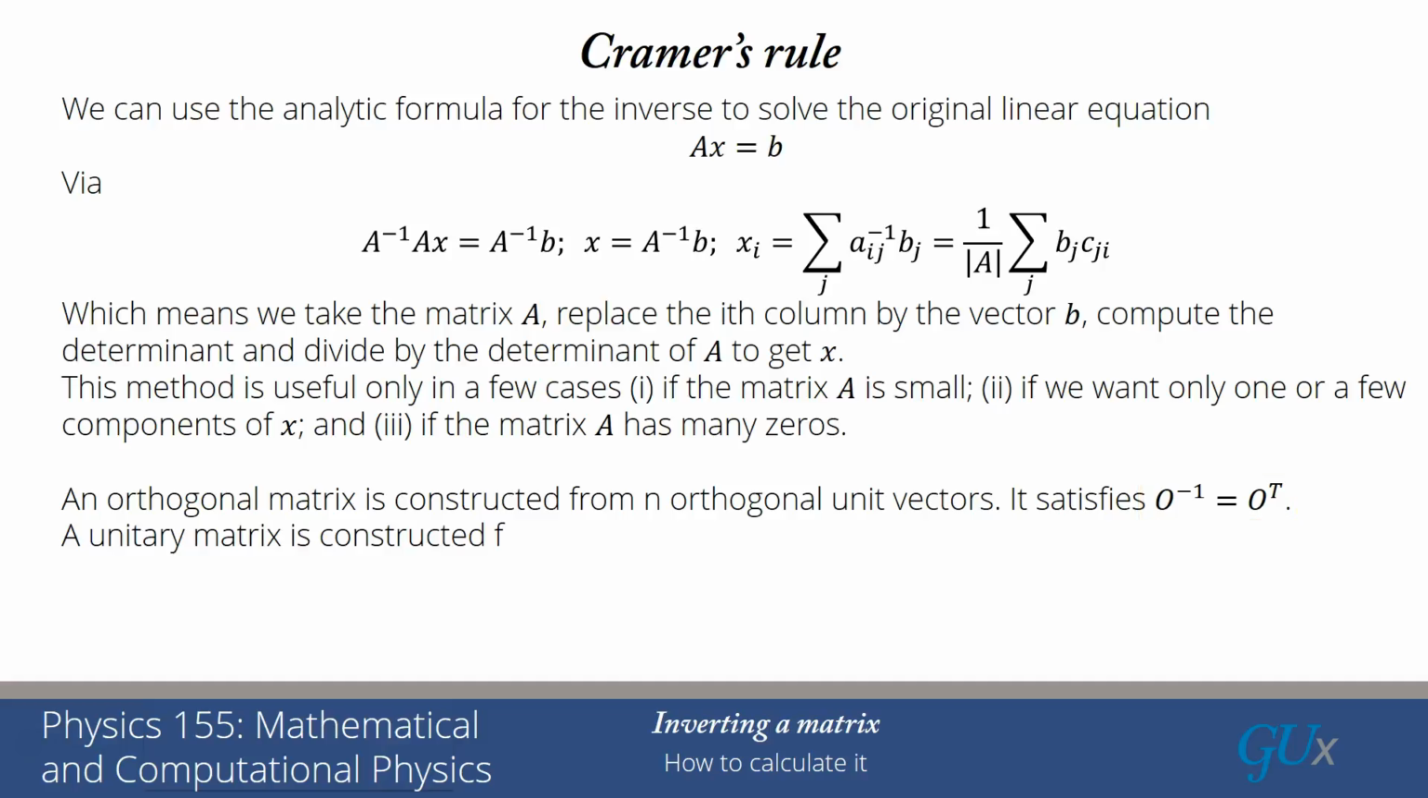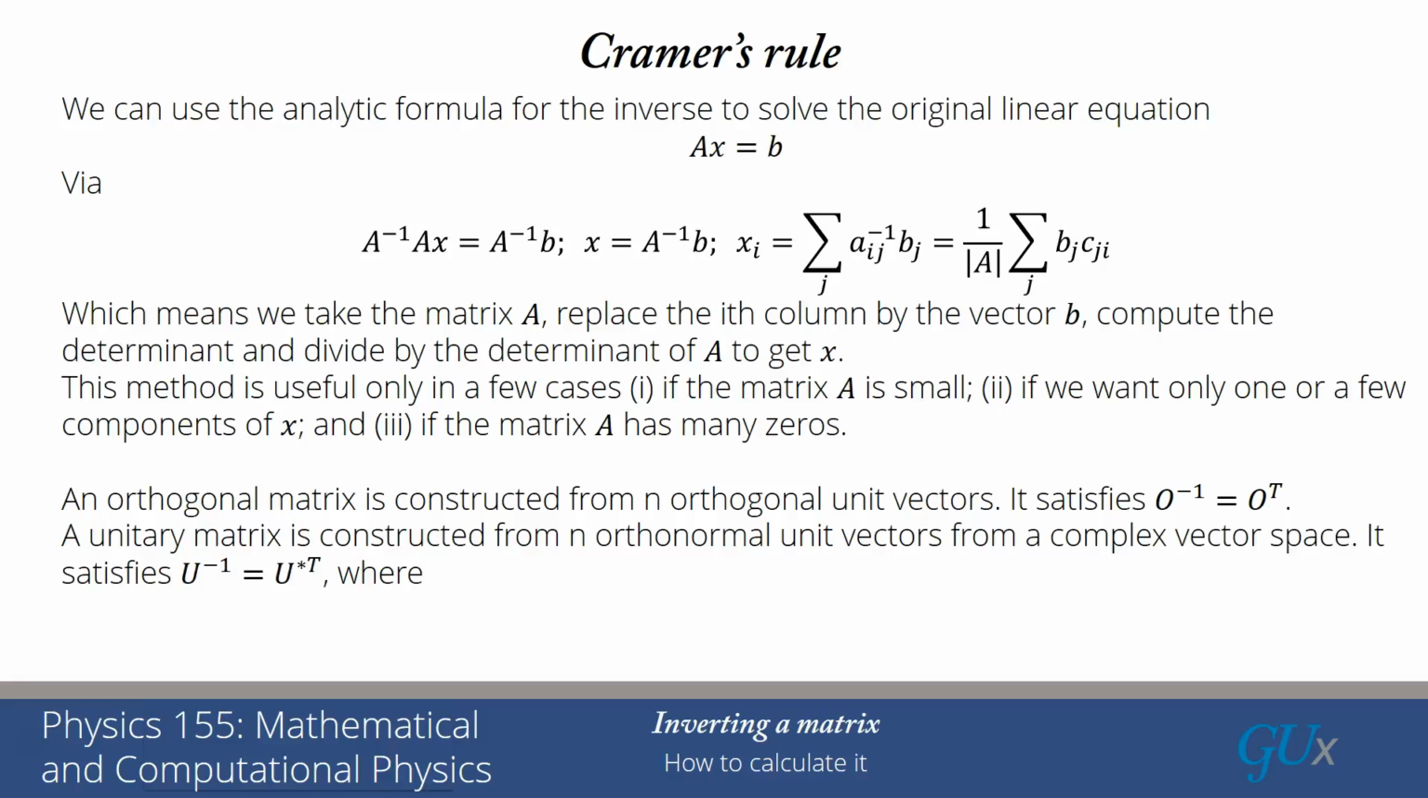Another matrix that's very important in physics is called a unitary matrix. This is constructed from n orthonormal unit vectors that are coming from a complex vector space. So all of the elements of the vector space involve complex numbers. It satisfies U inverse is equal to U complex conjugate transpose. So the star here denotes complex conjugation.